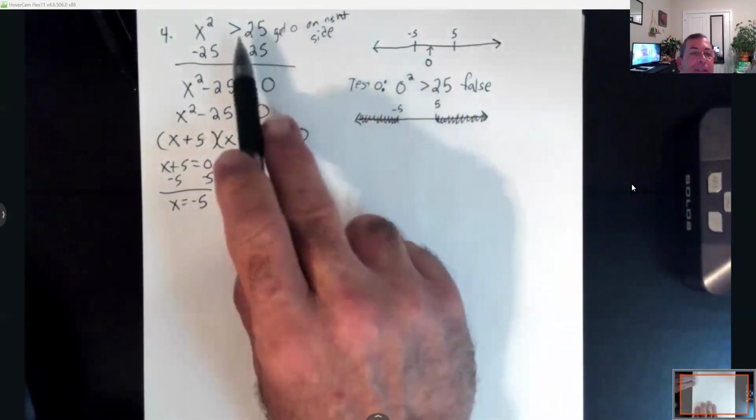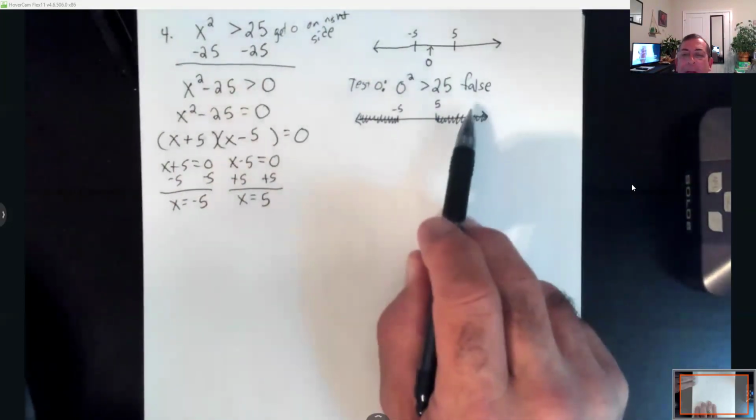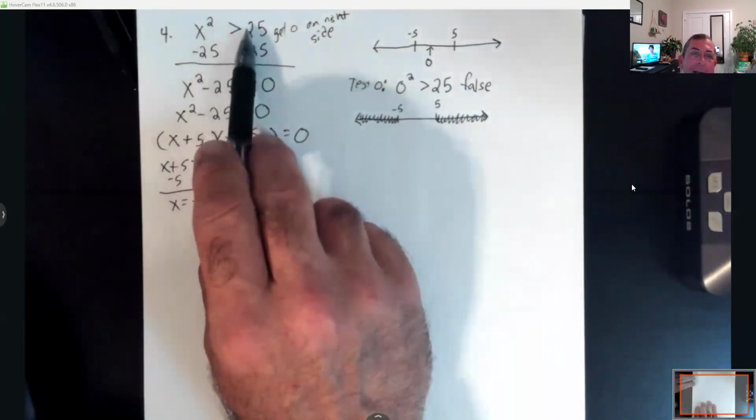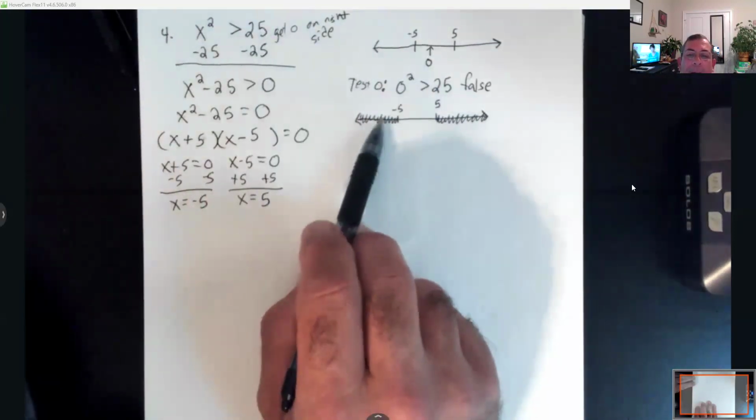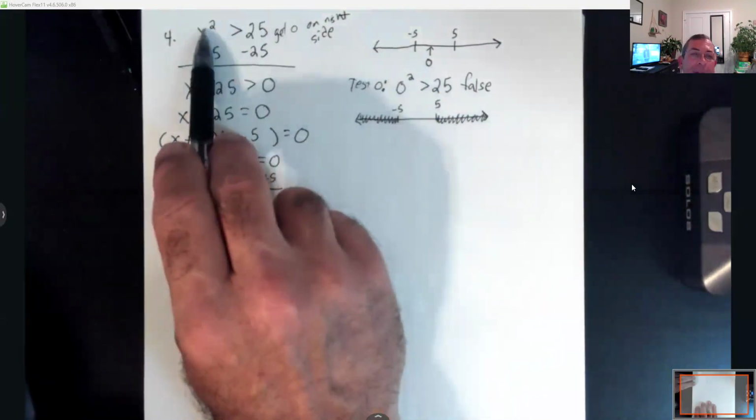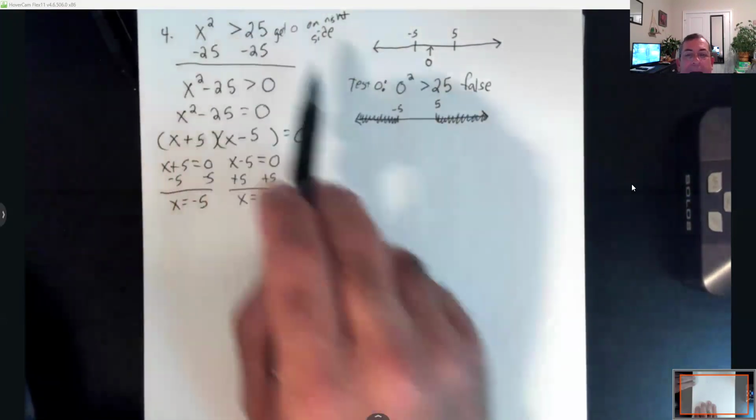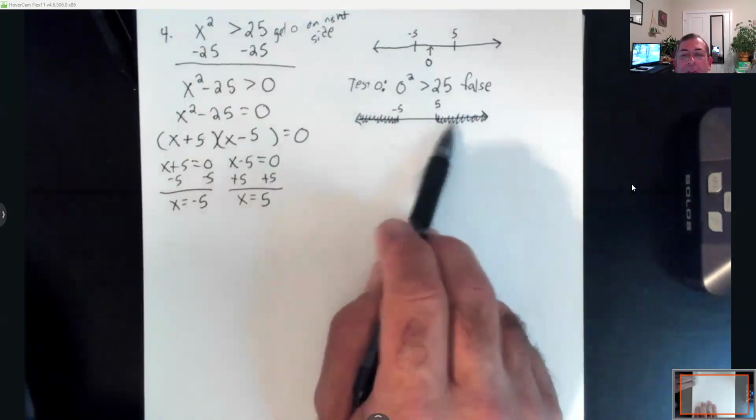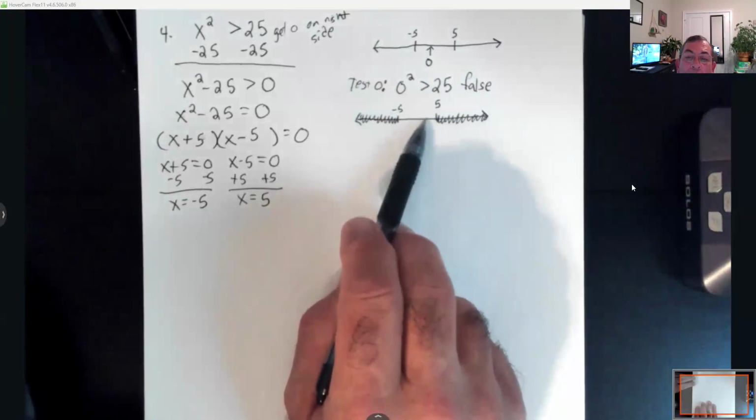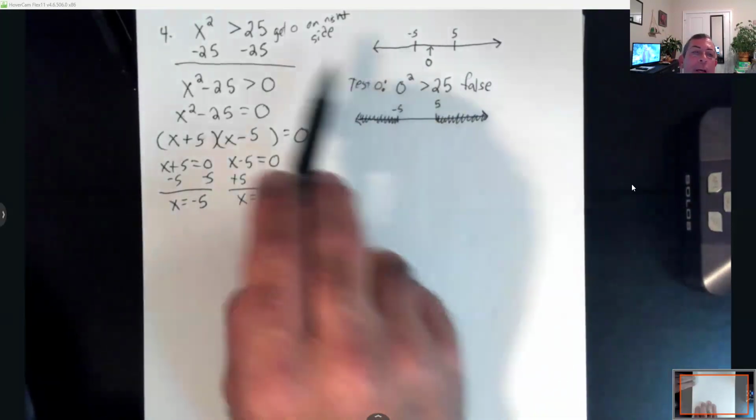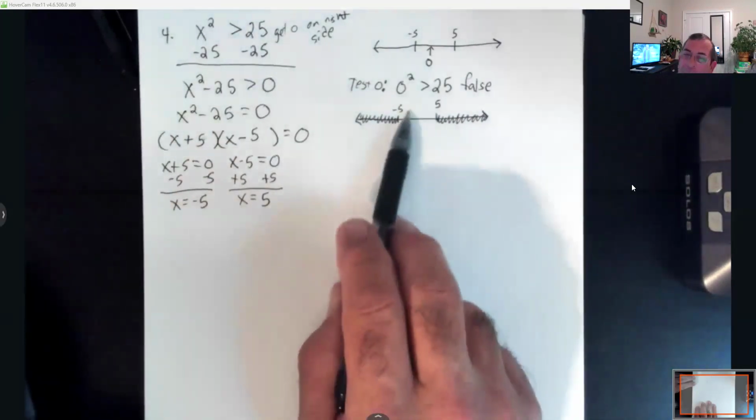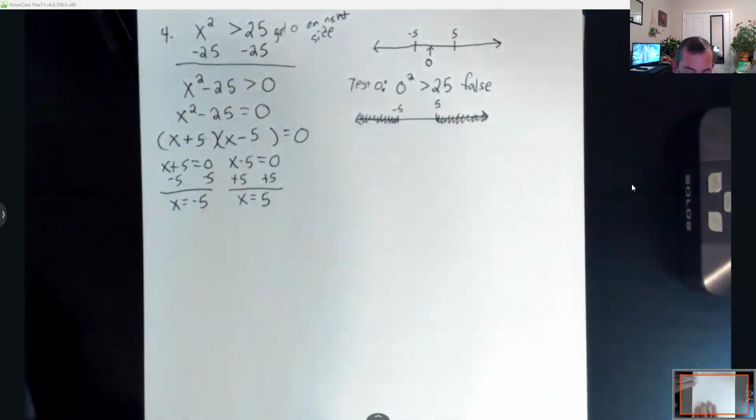All right, here's a 6. 6 squared is 36, bigger than 25. 7 squared is 49. 49 is greater than 25. -6 times -6 is 36. 36 is greater than 25. Any x value that you shaded makes that true. But if you pick one in the middle, like say a 1, 1 squared is 1, and y'all 1 is not greater than 25. That's why that ain't shaded, okay?